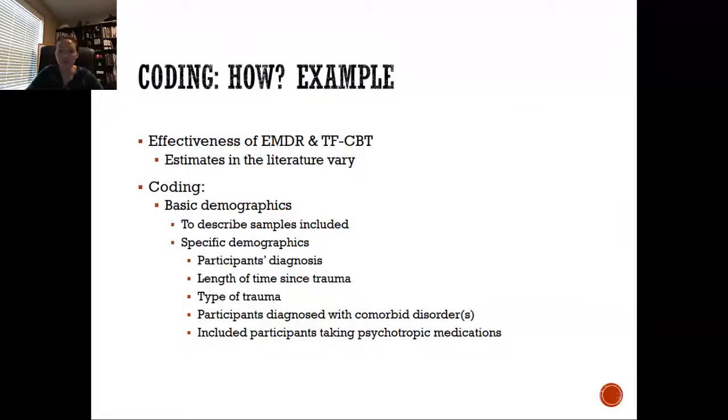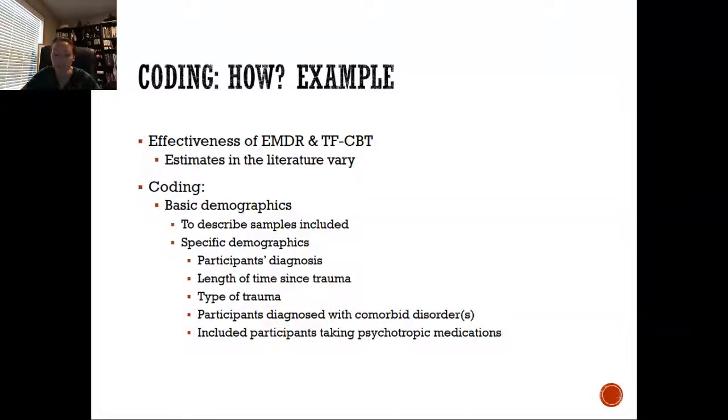So let's go through an example. Let's stick to my running example of looking at the effectiveness of EMDR and TFCBT for children and adolescents who present with post-traumatic stress symptoms. Looking through the literature in this area, when we did this study, the estimates of treatment effectiveness actually vary. They're not consistent. So for this, we're obviously going to need basic demographics in order to describe the sample. But there are also some specifics that are actually going to be relevant to the topic.